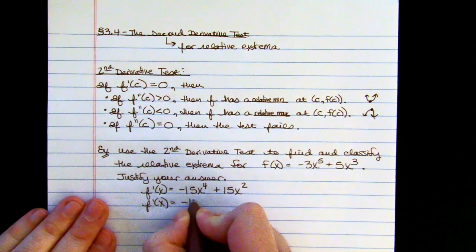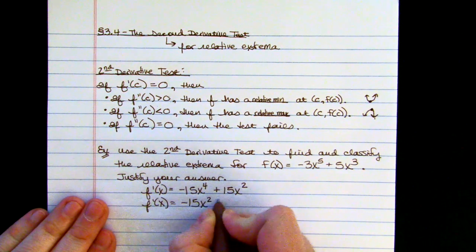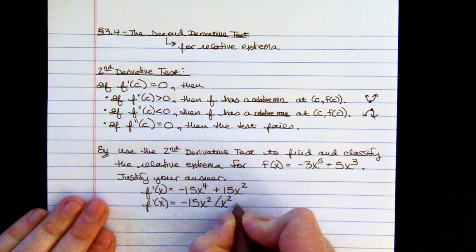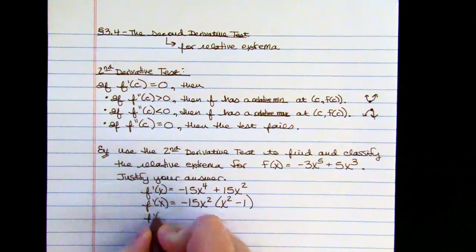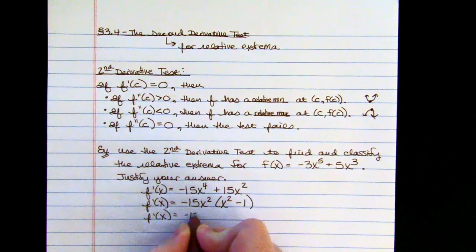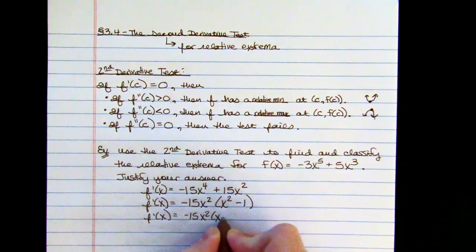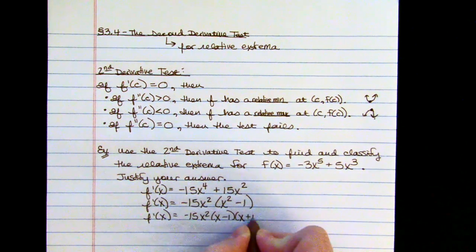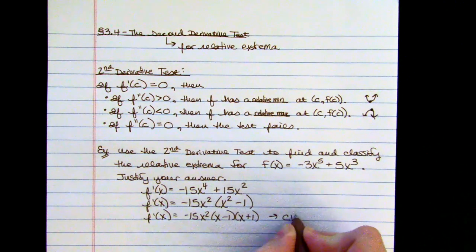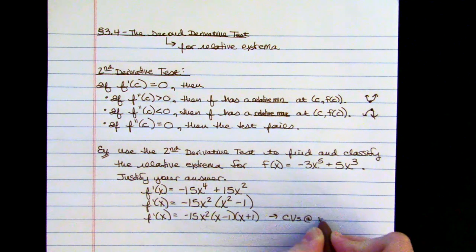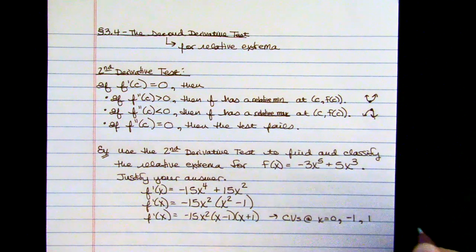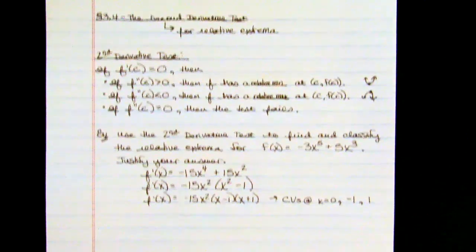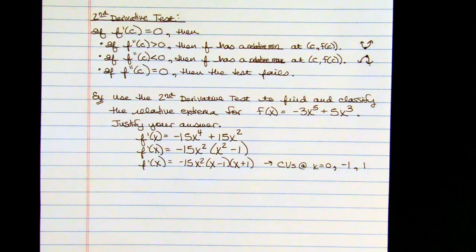Okay, let's see. I'm going to take out a negative 15x squared. I'm left with an x squared minus 1. I'm just going to keep factoring this because I can. I'm going to get negative 15x squared times x minus 1, x plus 1. I'm getting 3 critical values here: x equals 0, negative 1, and positive 1. That's how we start this problem. We find our critical values.